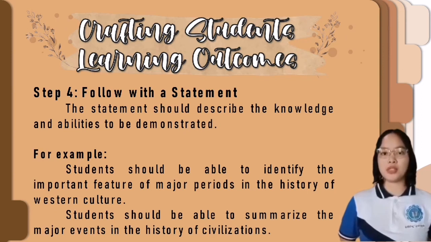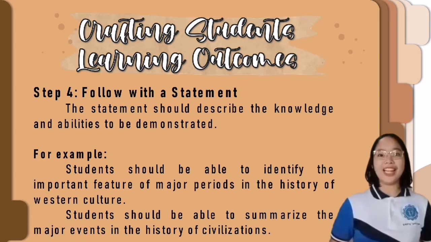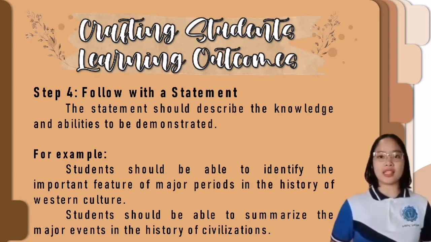For examples, students should be able to identify the important feature of major periods in the history of Western culture. Students should be able to summarize the major events in the history of civilizations. Learning outcomes should be clearly accessible, written in terms that enable testing of whether or not the student achieved the specific outcome at the required standard.